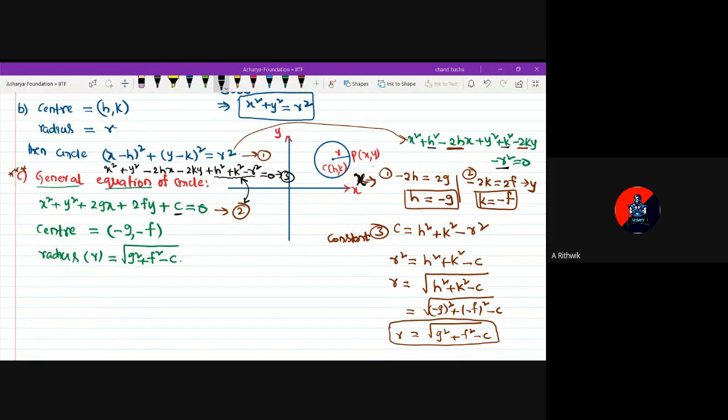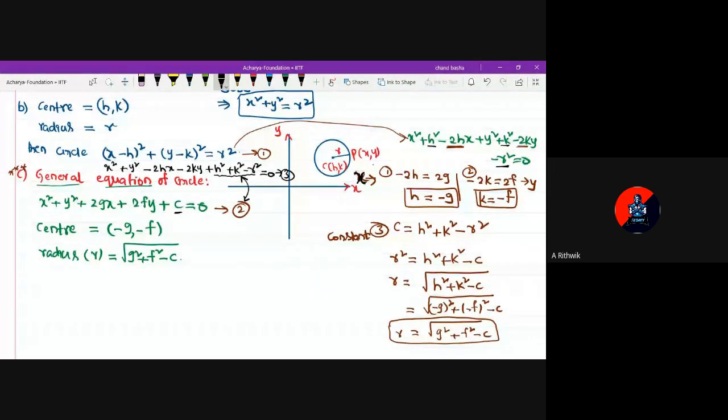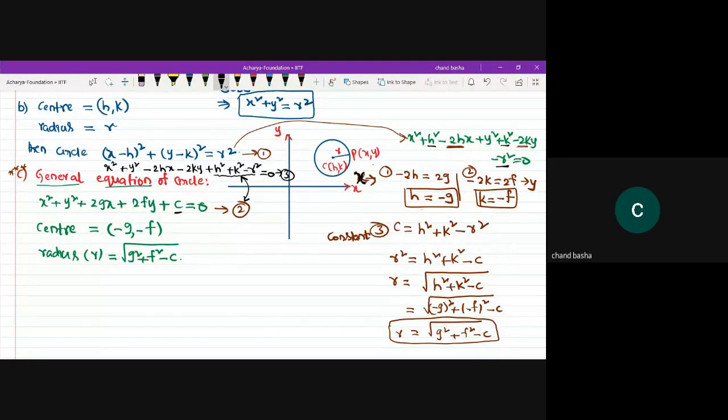Sir, at the right side bottom, in the last but one step, you wrote square root of minus g square plus minus f square minus 0, sir. In the next step, the symbols are changed. How, sir? Yeah, minus g will become plus g. There is a lot of change. How does it change? What is minus 1 whole square? Quick. Okay, okay, sir. Clear?